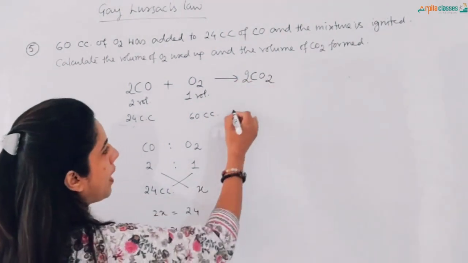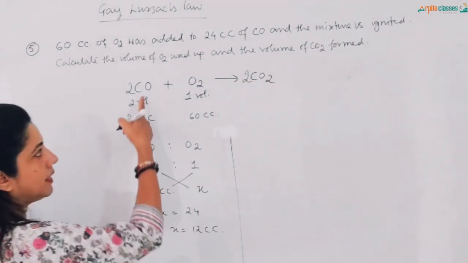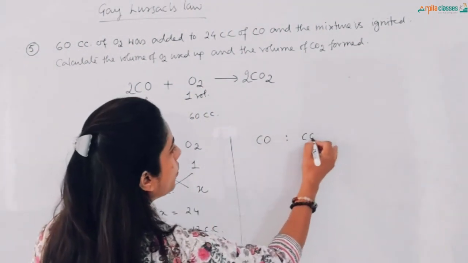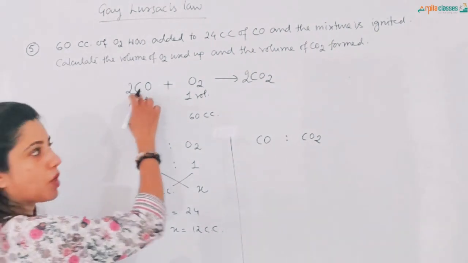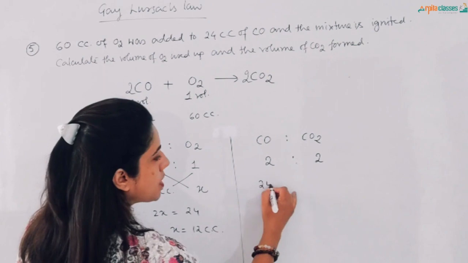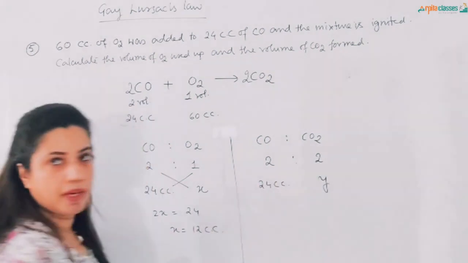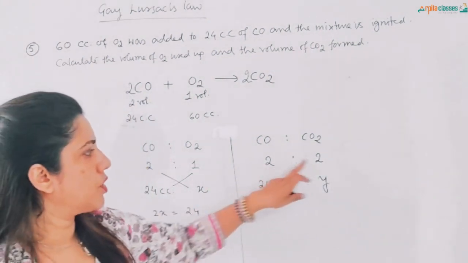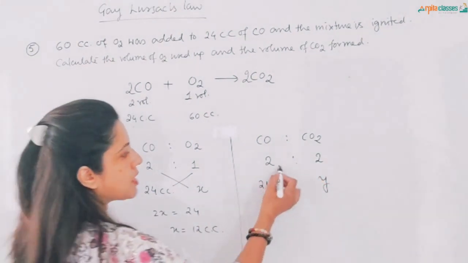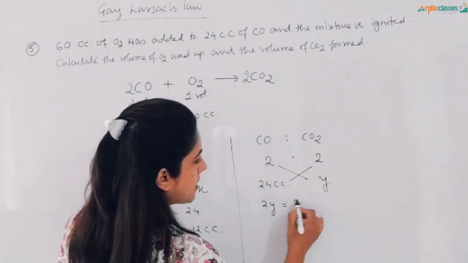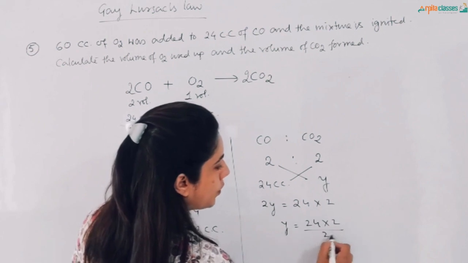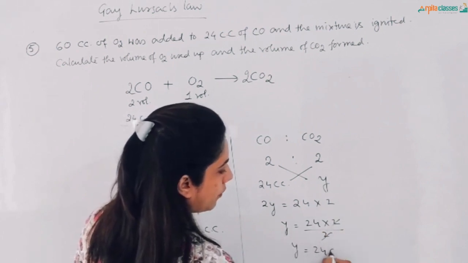Another thing is the volume of carbon dioxide formed. So now we can take the ratio between carbon monoxide and carbon dioxide, CO is to CO2. We can see from 2 volumes of carbon monoxide, 2 volumes of carbon dioxide are formed. So the ratio is 2:2. So if this is 24 cc, how much will this be? We can easily find out, since the ratio is 2:2. If this is 24, this has to be also 24. But as I mentioned, this is the right way to do it: 2y is equal to 24 into 2. So y is equal to 24 into 2 by 2. 2 gets cancelled. y is equal to 24 cc.